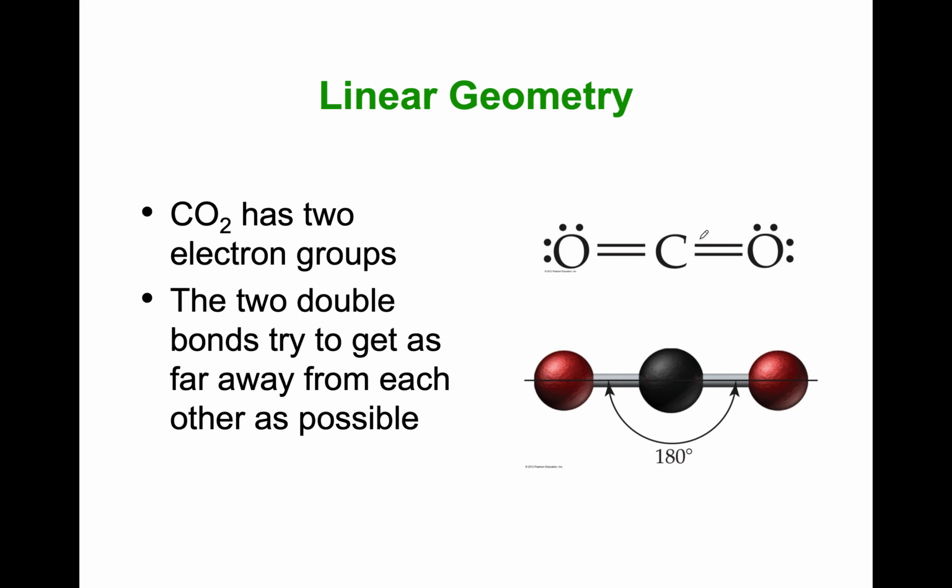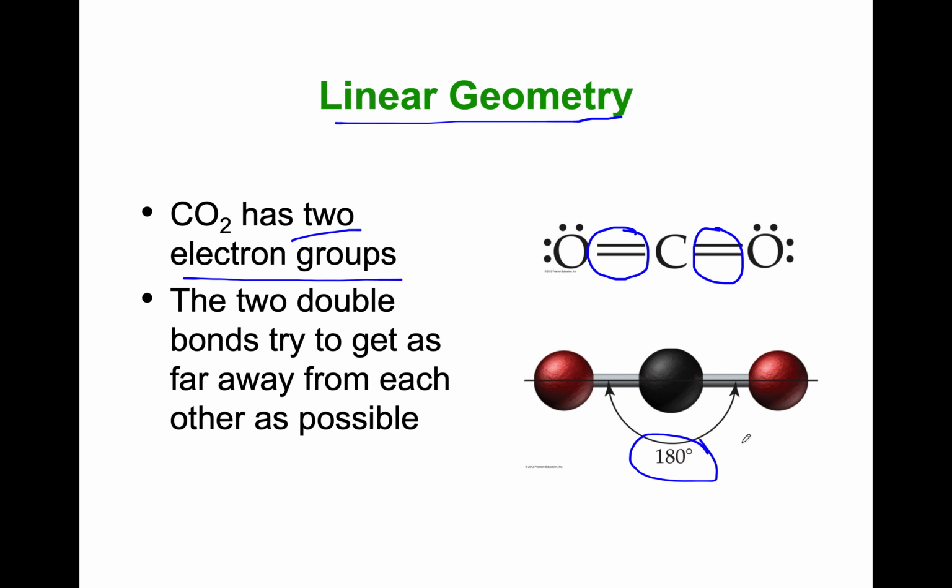Okay, so the first structure is a linear geometry. That's carbon dioxide. You see how it says 2 electron groups? Even though those are double bonds, each is 1 electron group. They're in a circle, as far away from each other as possible. That's 180 degrees.